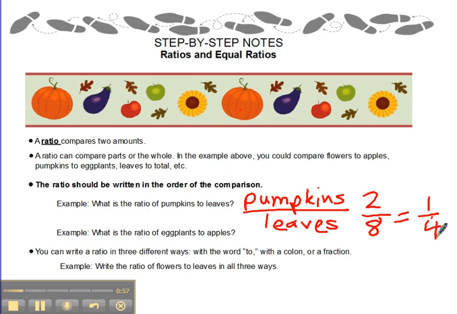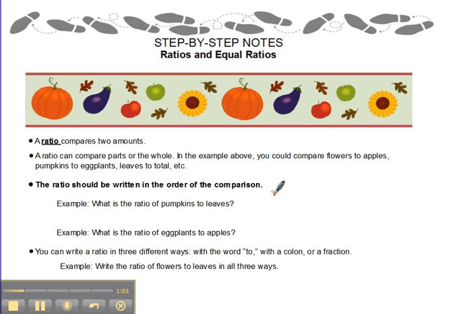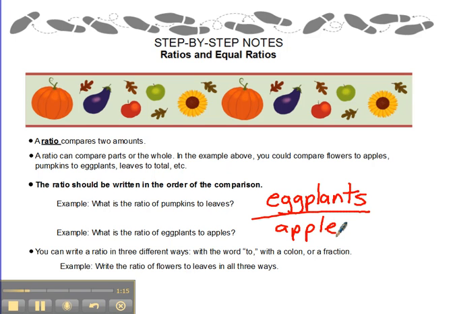You could also, for example, say what is the ratio of eggplants to apples. In this case, you would write eggplants. The key to ratios and proportions is really writing it in words first so that you pick up the right numbers. Eggplants to apples. Count eggplants. 1, 2, 2 eggplants to 1, 2, 3, 4 apples. Again, you could make an equal ratio of 1 to 2, but they didn't ask you to do that.